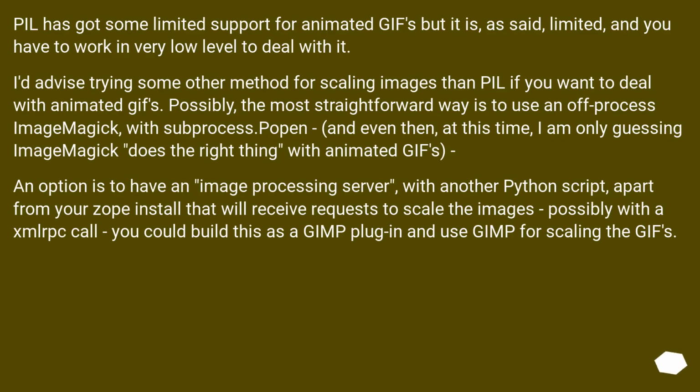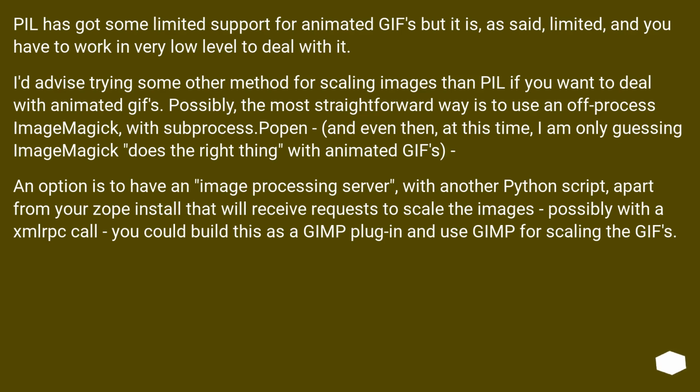PIL has some limited support for animated GIFs, but it is, as said, limited, and you have to work at a very low level to deal with it. I'd advise trying some other method for scaling images than PIL if you want to deal with animated GIFs. Possibly the most straightforward way is to use an off-process ImageMagick with subprocess.Popen, and even then, at this time, I am only guessing ImageMagick does the right thing with animated GIFs.